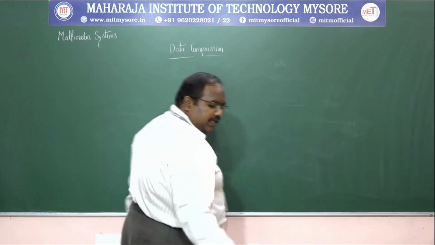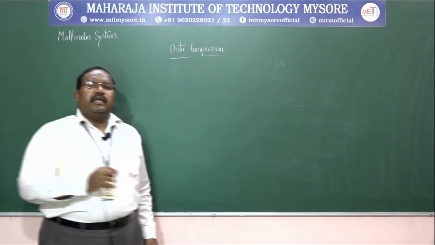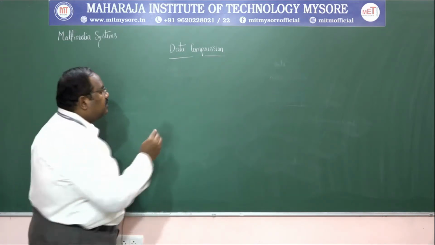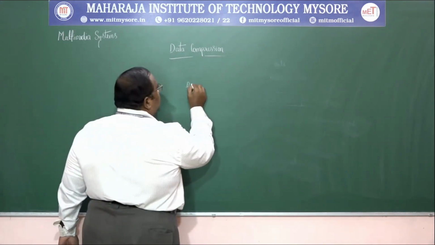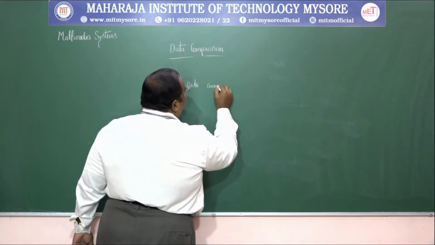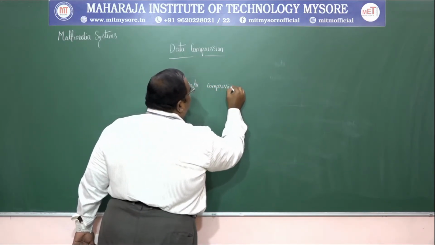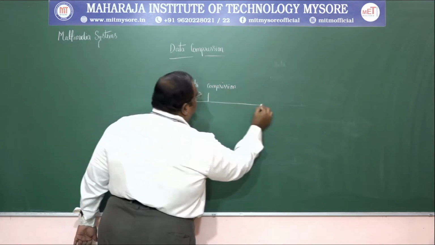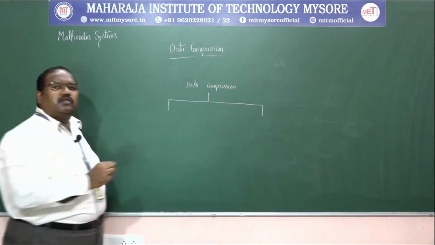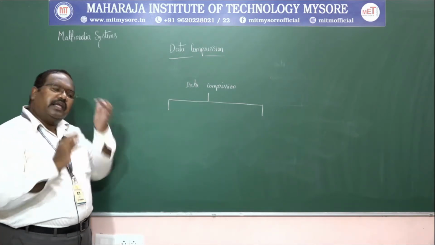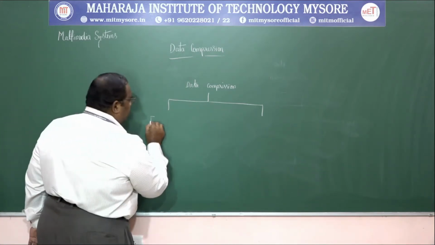Now, data compression is broadly classified into two types. So what are those? The first type of compression or coding technique is called entropy coding.